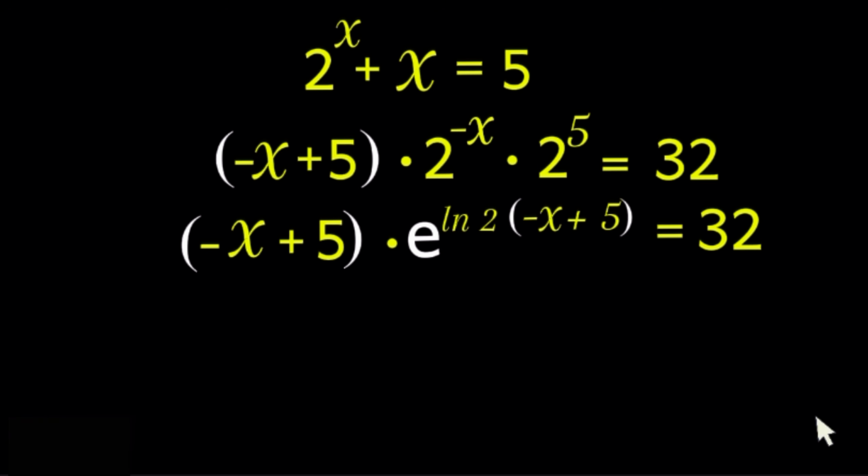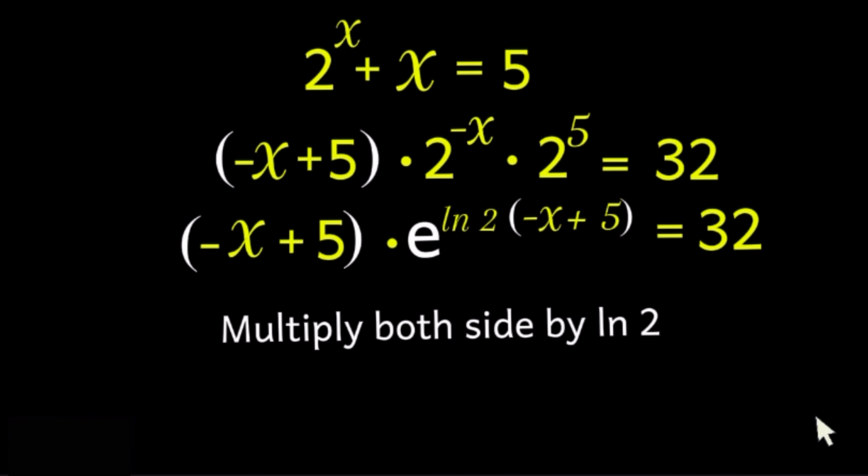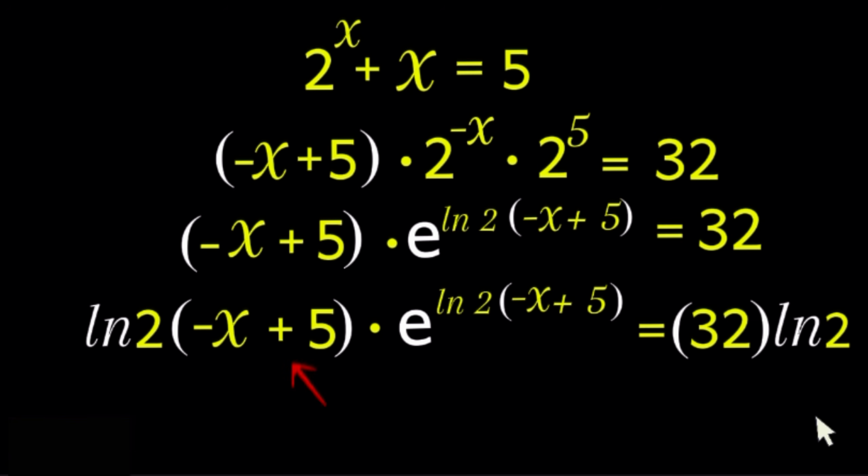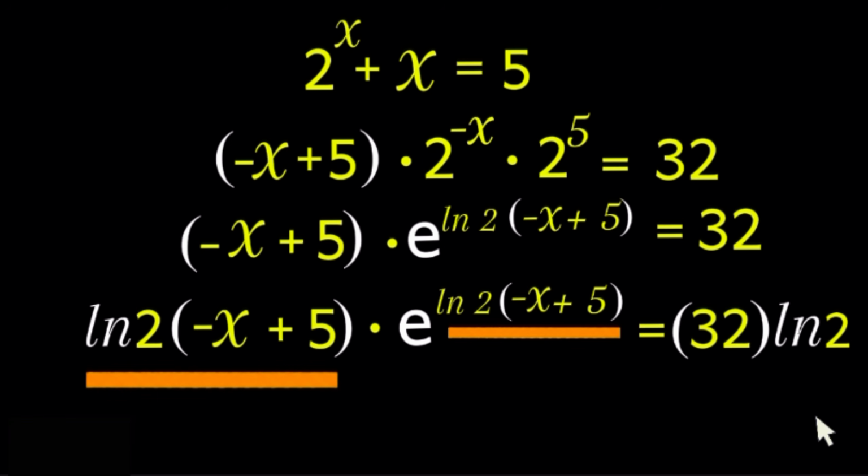Now we are getting very close to the structure we need, but we want the exact same expression multiplying and inside the exponent. So we multiply both sides of the equation by natural log of 2. And this gives us natural log of 2 multiplied by (negative x plus 5) multiplied by e raised to the power of natural log of 2 multiplied by (negative x plus 5) is equal to 32 multiplied by natural log of 2. And now pause for a moment and look carefully. We now have something multiplied by e raised to the power of that same something. This is exactly the form we were aiming for.